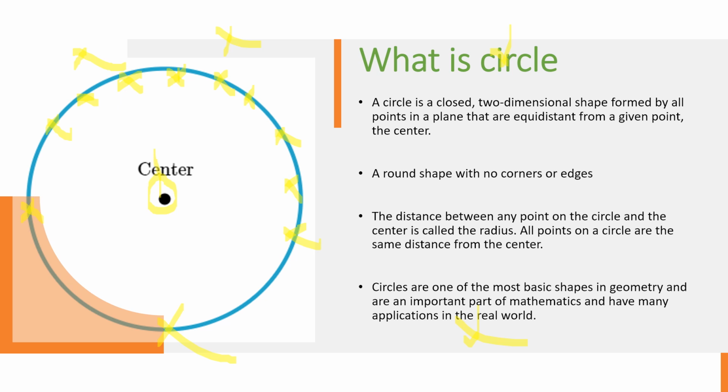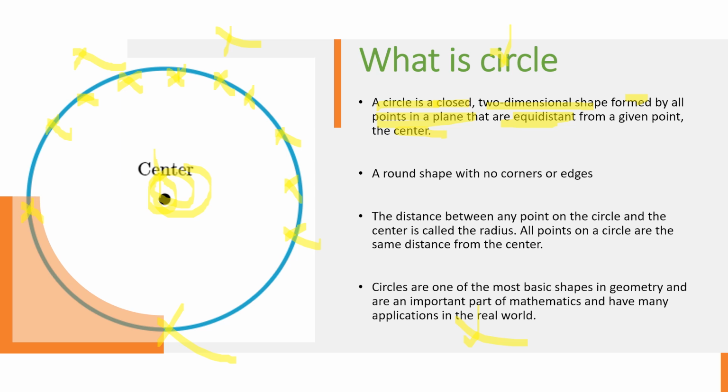Now let's go the proper definition way. A circle is a closed and two-dimensional shape formed by all the points in a plane that are equidistant, that's the important point here, equidistant from a given point, which is the center. Okay, this is one of the definitions of a circle. And there are a couple of parts of a circle which we'll study in the upcoming slides.